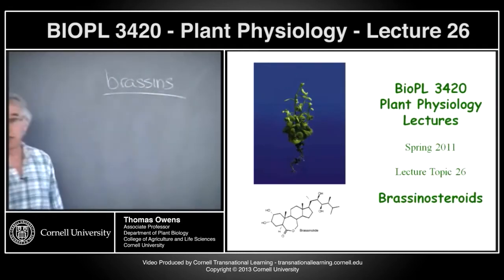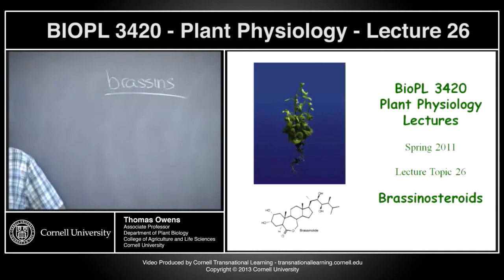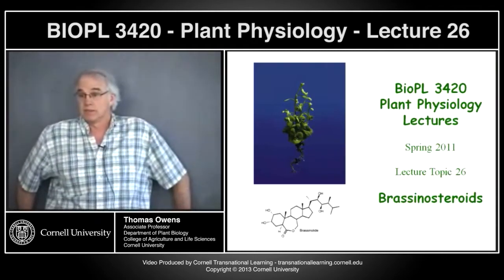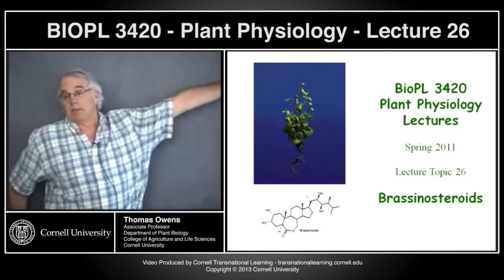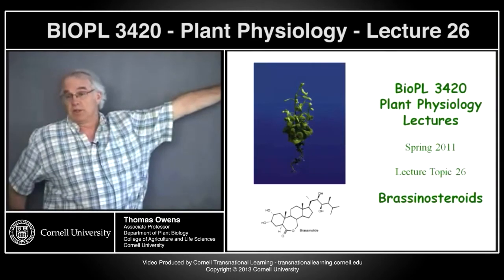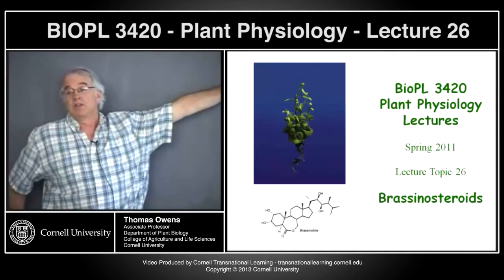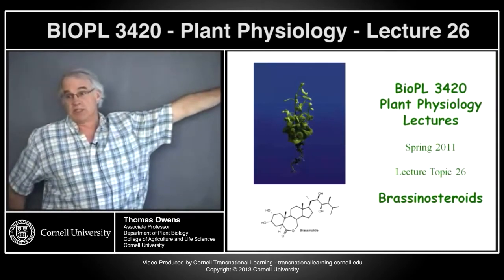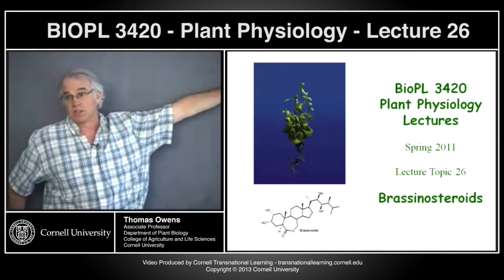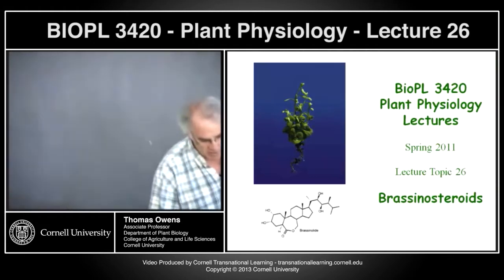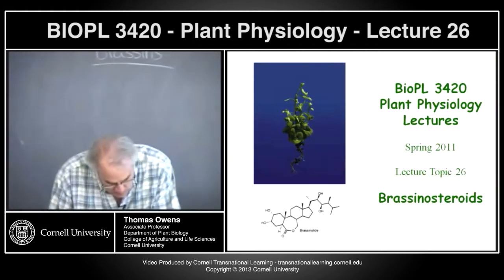Brassins are steroids that promote pollen tube growth. So even when these had been isolated, purified, and shown to promote pollen tube growth, there was still tremendous resistance to accepting the idea that steroids function as hormones in plants. Plant physiologists didn't seem to want to go along with it very much.